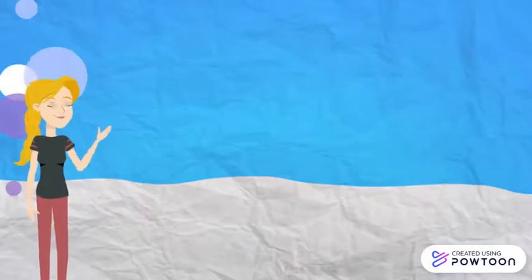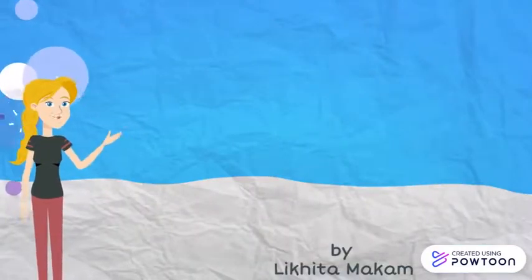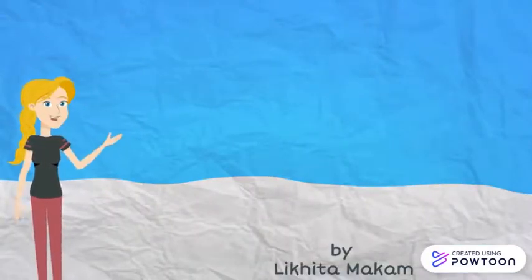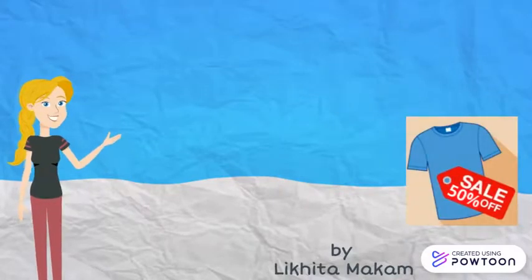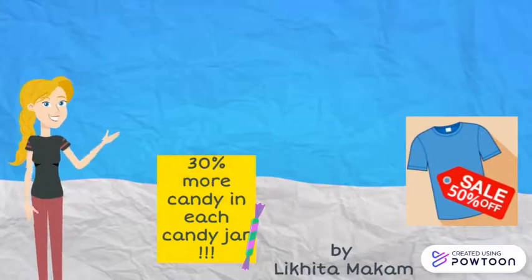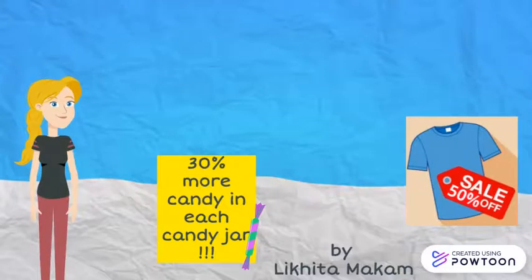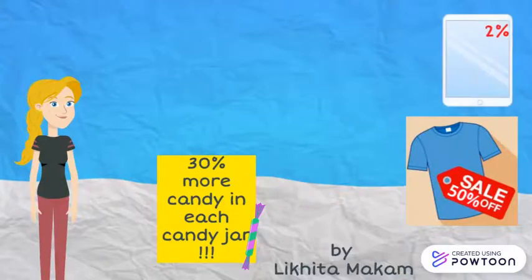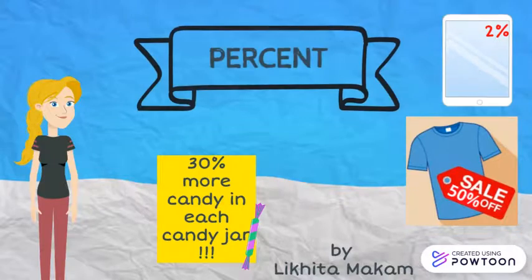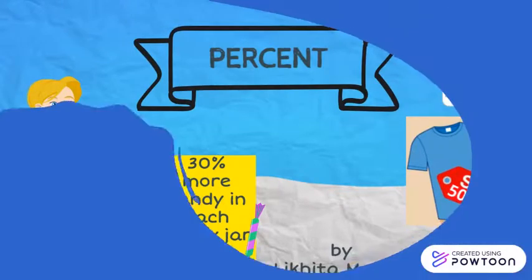Hi, I'm Likhita. You must have seen signs like "sale up to 50% off" or "30% more candy in each candy jar." I'm pretty sure you must have seen the 2% charging warning on your phone or tab. These are examples where we see the percent symbol.